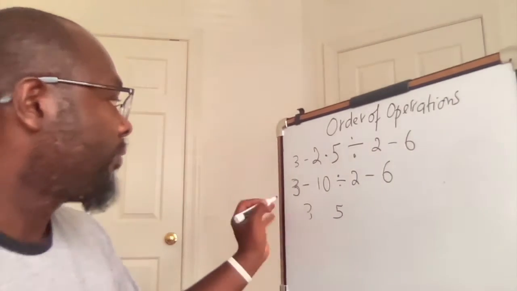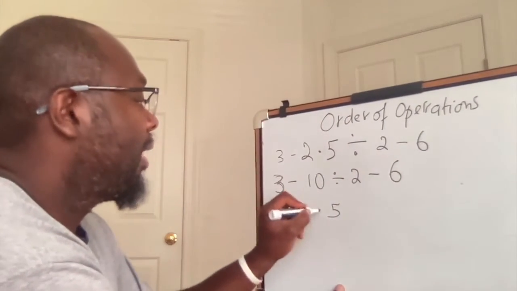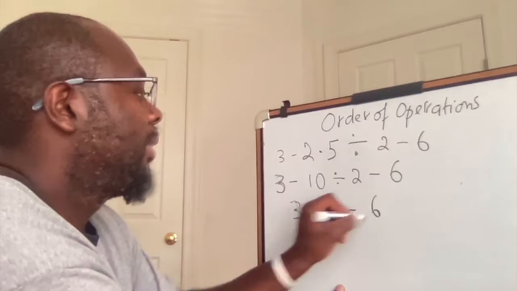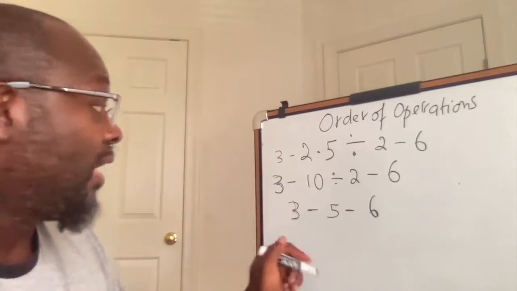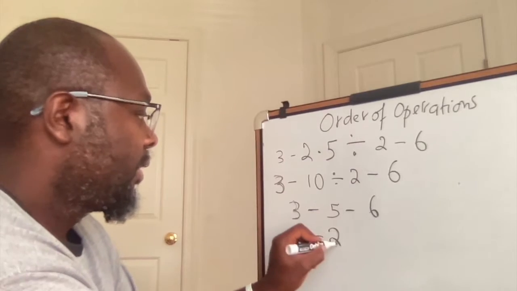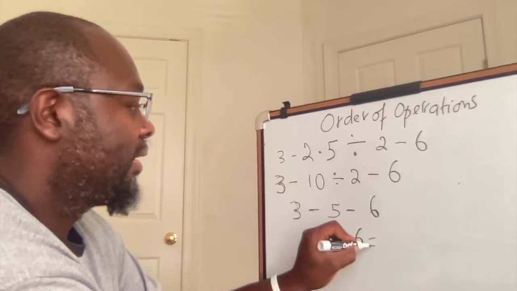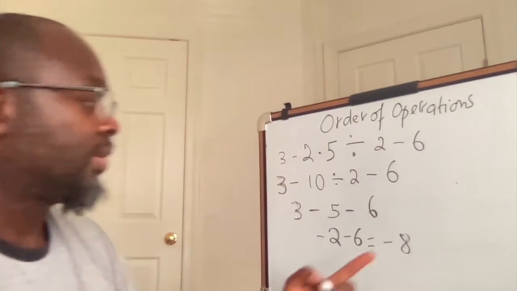I have 3 minus 5 minus 6. Now I'm going to go from left to right. So 3 minus 5 is negative 2. And I have negative 2 minus 6. That is negative 8. So this is how you do it.